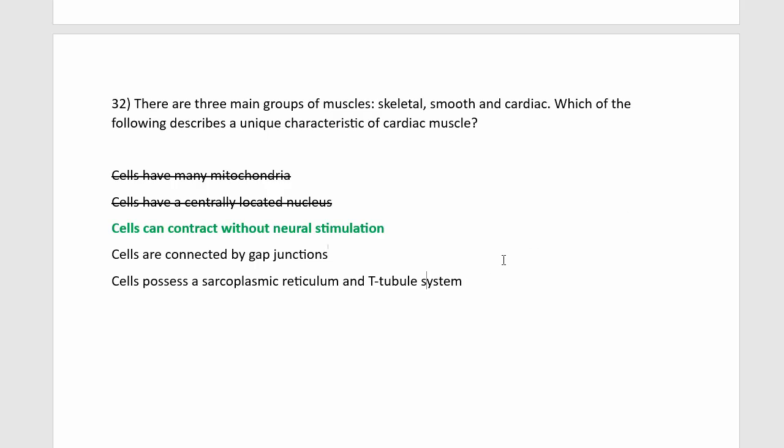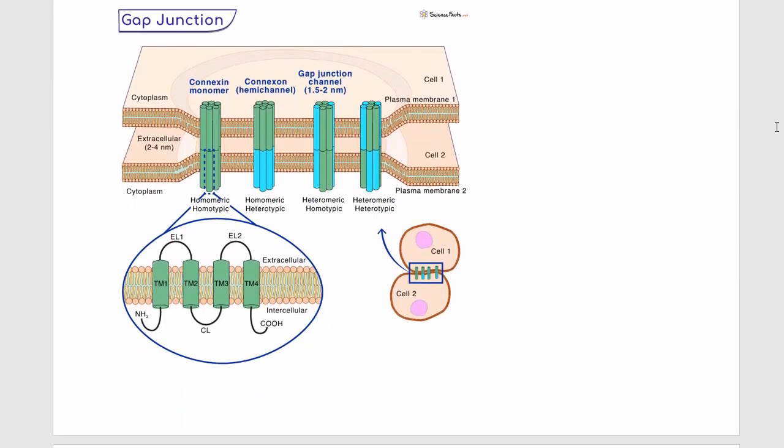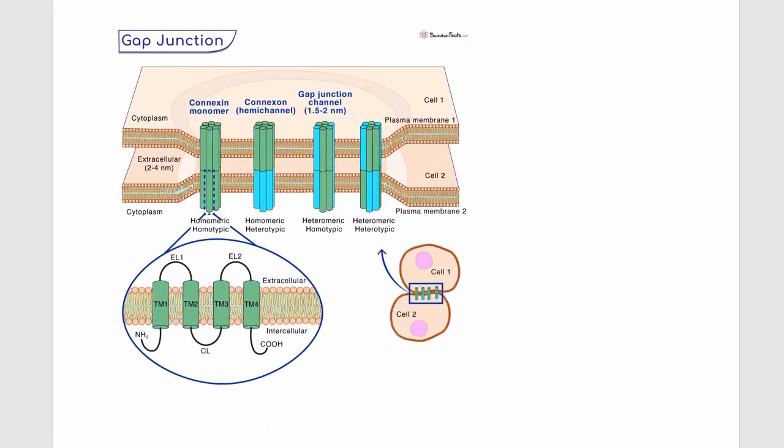So cells are connected by gap junctions. Let's have a look at what a gap junction is. Both cardiac and muscle cells are connected by gap junctions. Gap junctions consist of clusters of transmembrane proteins called connexins. These connexins form channels known as connexons, and they span the plasma membrane of neighboring cells.